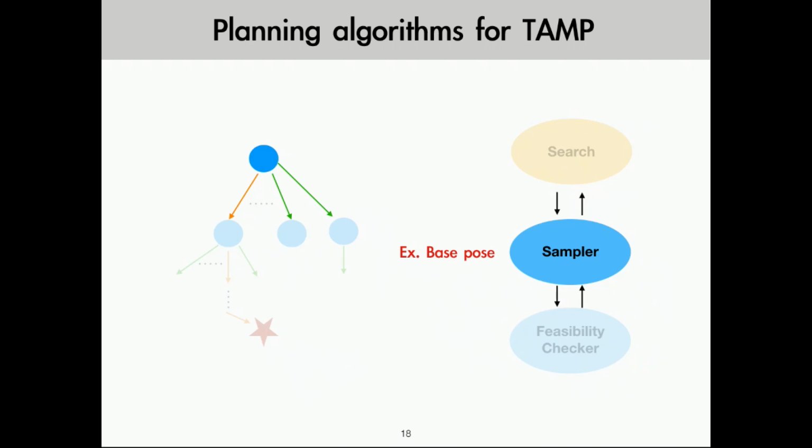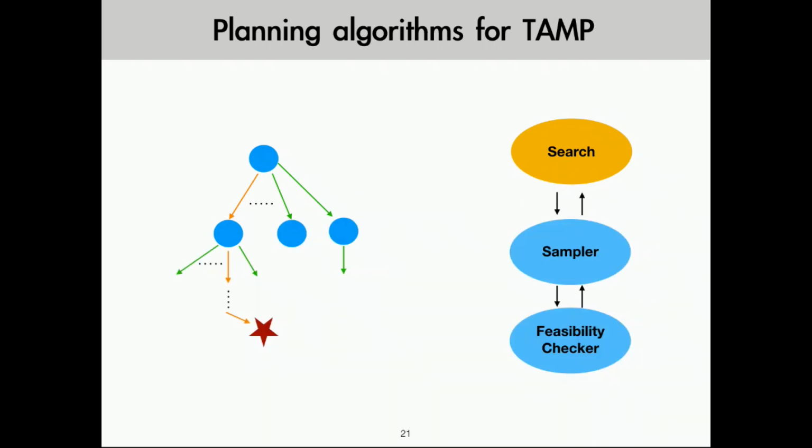Then the sampler calls the feasibility checker, such as a motion planner, which checks if the input parameters that we sampled are actually feasible. If the feasibility is confirmed, we can simulate forward from the node we are in to the next node, and then search control goes back to the search module, which selects the next node to expand. This process of expanding a node and selecting the next node to expand repeats until we arrive at a goal node.